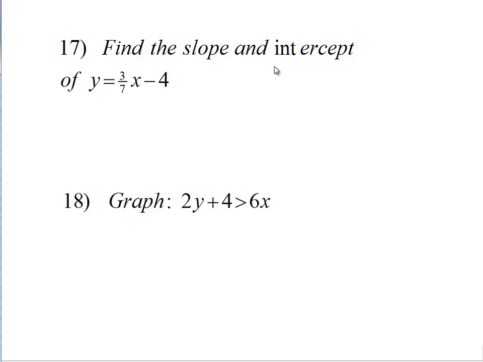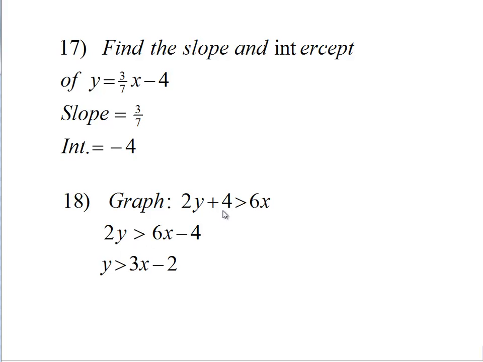Okay, we want the slope and the intercept. Slope's the number in front of the x. Intercept is the number at the very, very end. Slope is 3/7, and the intercept is negative 4. Okay, we want to graph this. Well, we've got to put it in y equals mx plus b form. Move the 4 over, so it's 6x minus 4. Divide by 2. And we haven't had any negatives in there, so we don't flip our inequality.